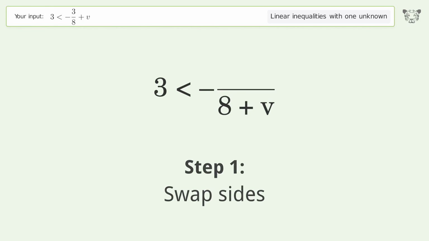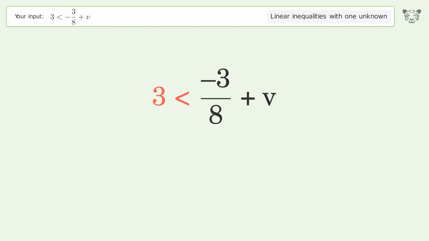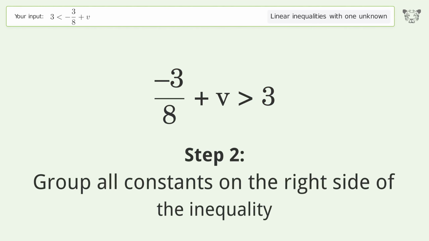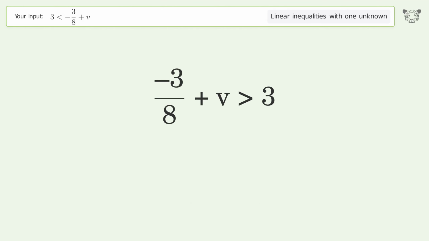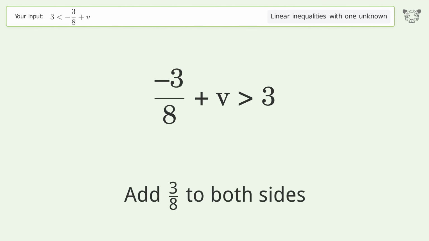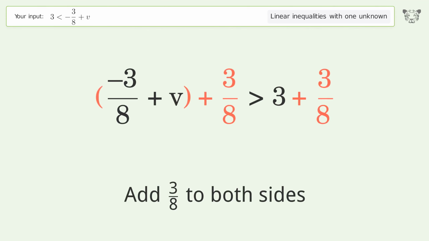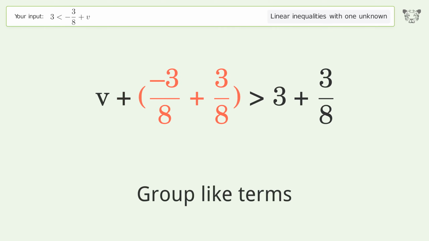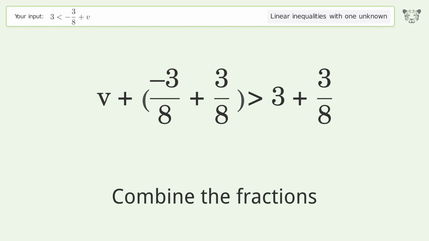Swap sides. Group all constants on the right side of the inequality. Add 3 over 8 to both sides. Group like terms. Combine the fractions.